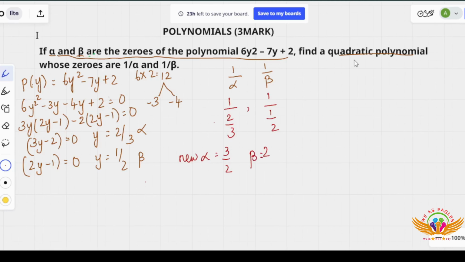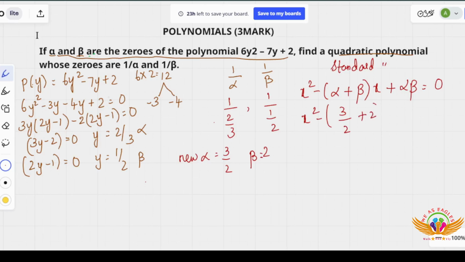And we know how to find the quadratic polynomial. There is a standard quadratic polynomial I already said: x square minus (alpha plus beta) into x plus alpha beta is equal to 0. x square minus, what is alpha plus beta? 3 by 2 plus 2, the new alpha beta, and again 3 by 2 into 2 is equal to 0. x square minus, 2 2s are 4, 4 plus 3 is 7, so minus 7 by 2 x plus, 2 2 cancel, plus 3 is equal to 0.